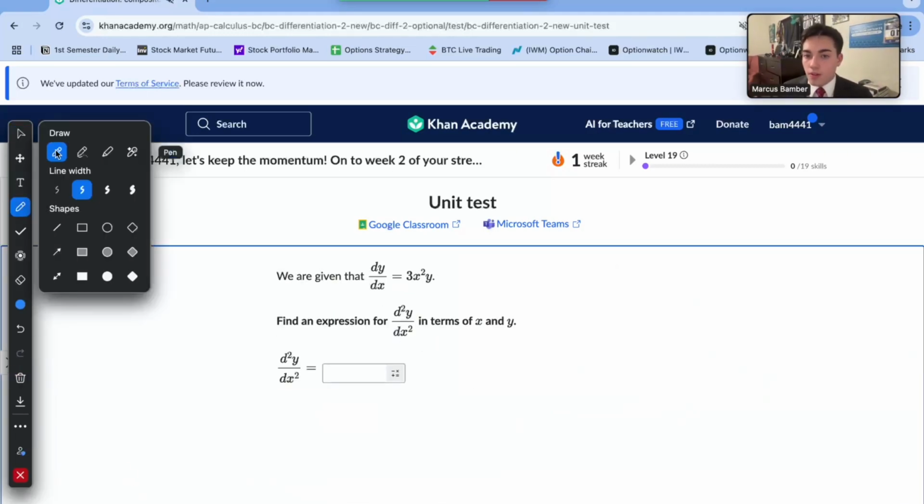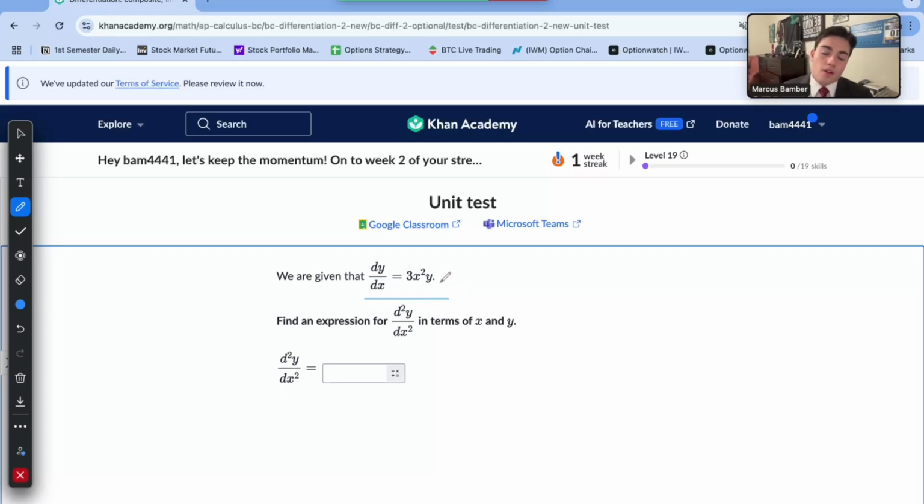We're given the first derivative and we're trying to find the second derivative. Now that we know the first derivative is this, we can just differentiate. Remember, we're doing the product rule here, and whenever you differentiate y, always include dy over dx. So we take the derivative of the first function, which is 6x, times the second function, plus the first function, 3x squared, times the derivative of the second function, which is dy over dx. But we know what dy over dx already is, so we substitute it with 3x squared y.